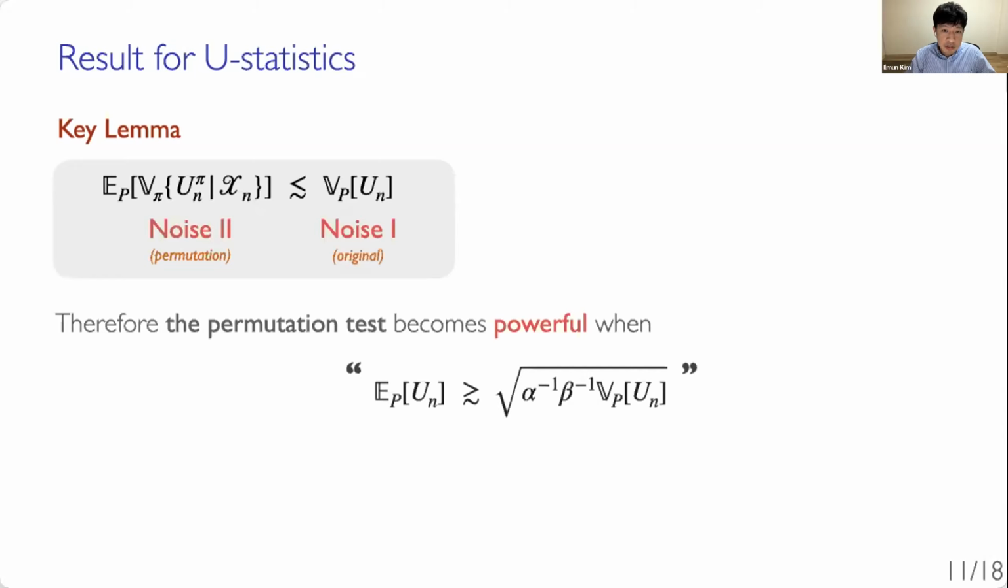And this result is quite nice in the sense that we don't have to compute the variance of the permuted test statistic, which is often difficult due to the non-IID nature of permutations. In addition, the expectation and the variance of U statistics have been quite well studied in the literature, so we can easily build on the previous results to study the power of the permutation test.